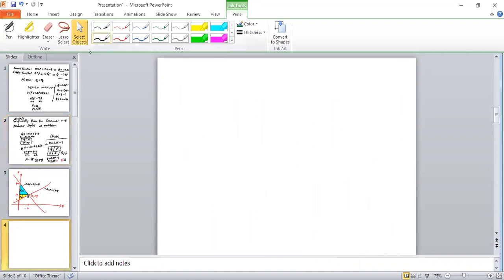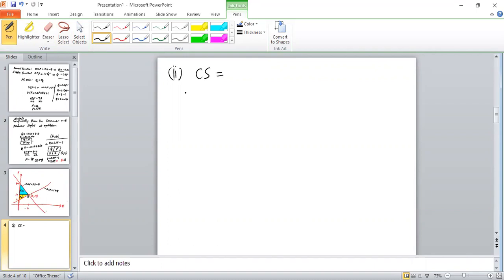Okay, let's progress. On the same question, they are saying calculate the consumer surplus, producer surplus, and total surplus. So the second part is now they want you to calculate. They are saying calculate the CS, which is consumer surplus.